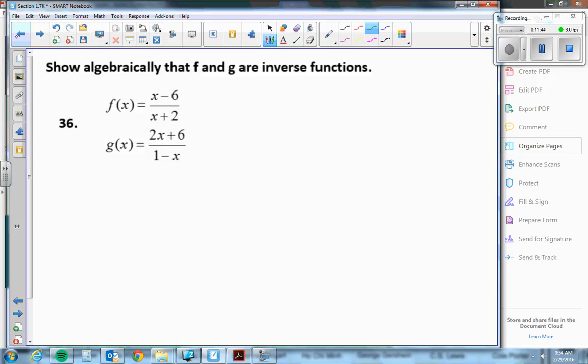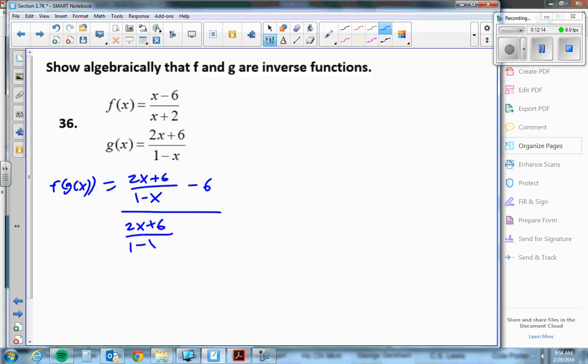It's back to being where we have to compose them both ways. And make sure you label your work like I've been doing. This is f of g I'm doing right now. So g is going to go in place of x in f, both places. So 2x plus 6 over 1 minus x, minus 6. And then same thing here: 2x plus 6 over 1 minus x plus 2.